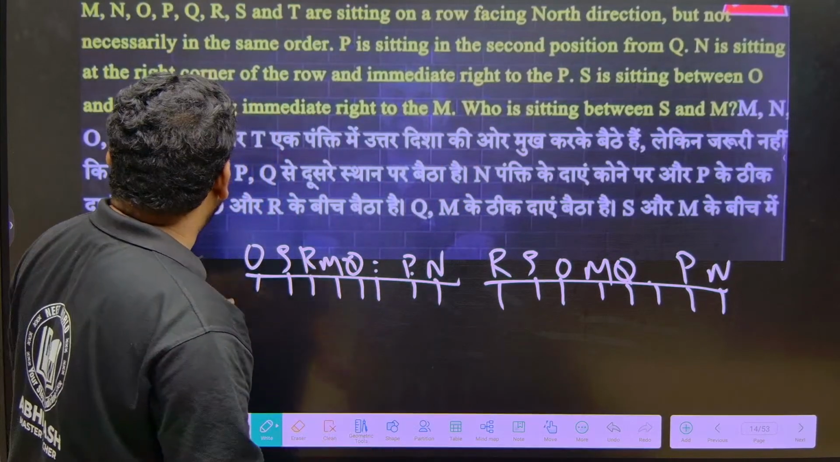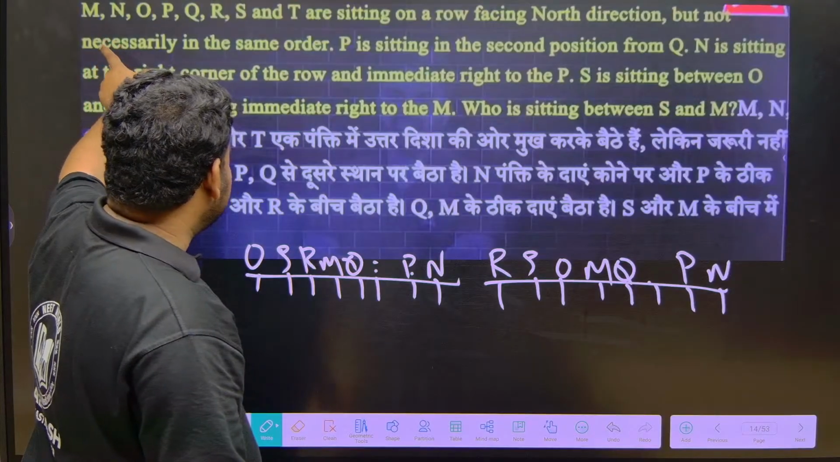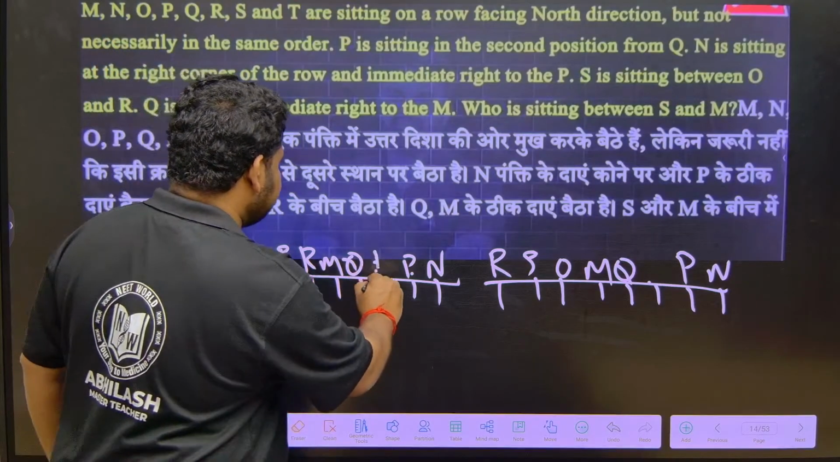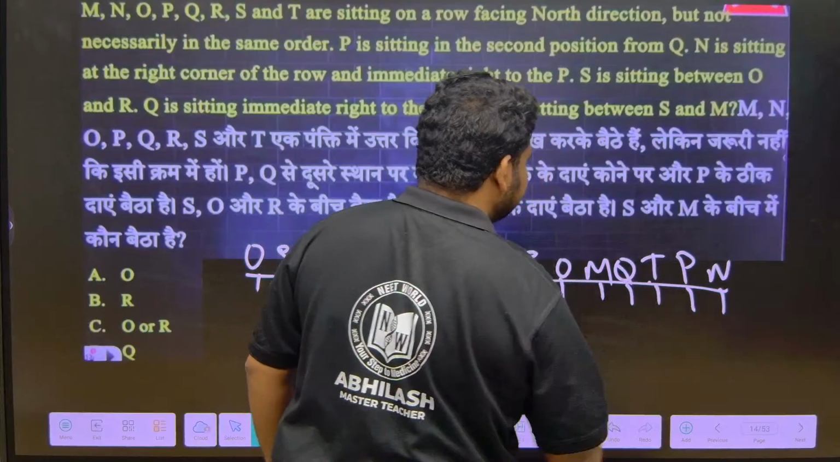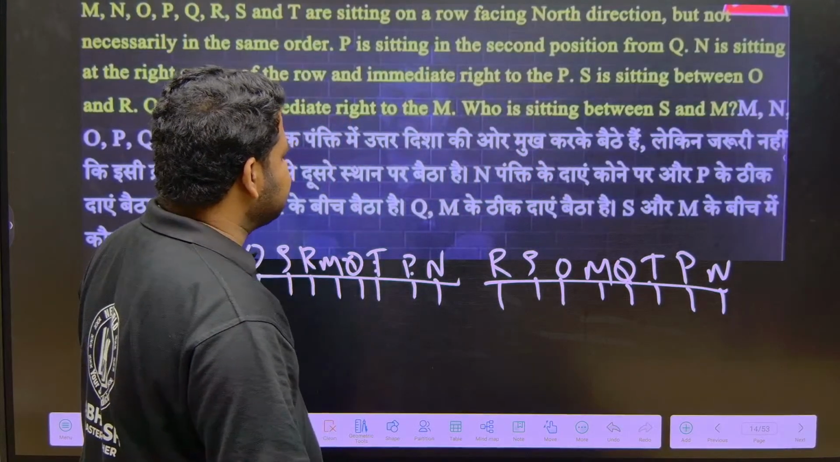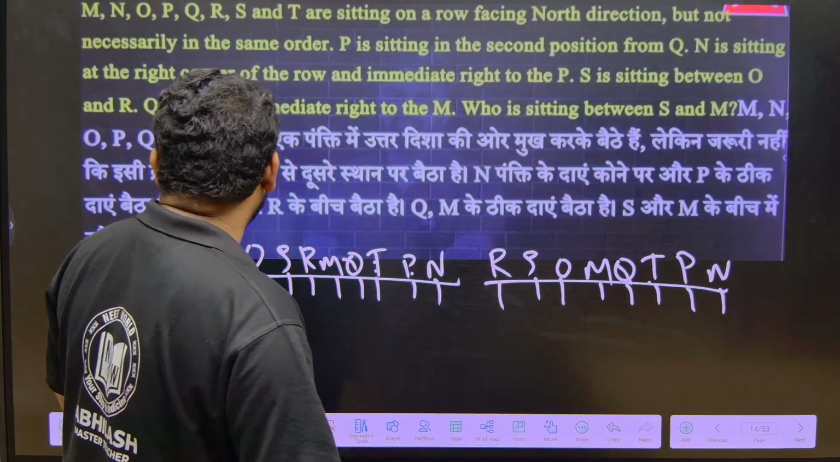Now whatever is left out, what is left out here? T is left out. I'll write T here. Now who is sitting between S and M? They are asking who is sitting between S and M.